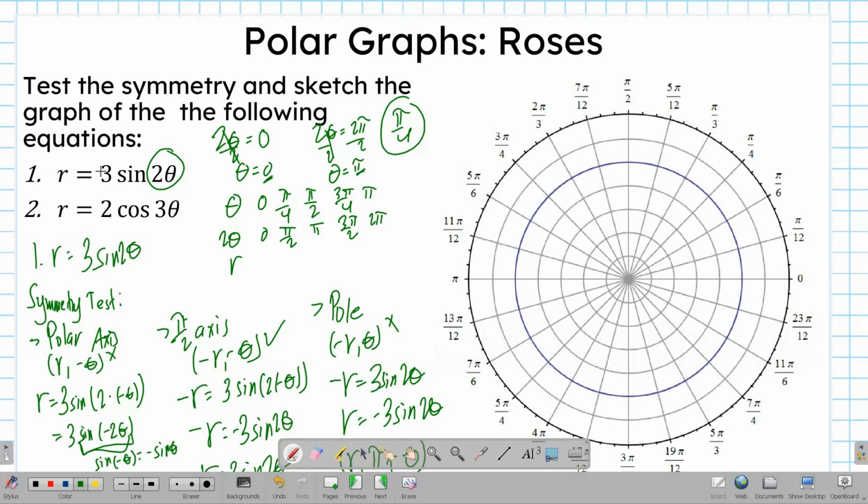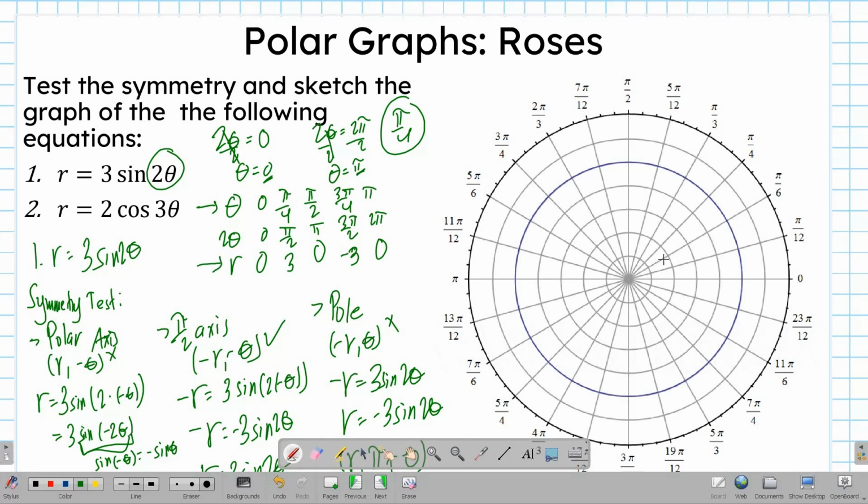So that becomes 3 times sine 0, which is 0. 3 times sine pi over 2, that's 3, because sine pi over 2 is 1. Sine pi is 0, times 3 is 0. Sine 3 pi over 2 is negative 1, times 3, that's negative 3. Sine 2 pi is 0, times 3 is 0. But what we graph is this and this.